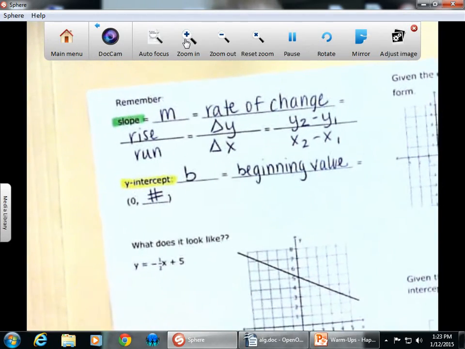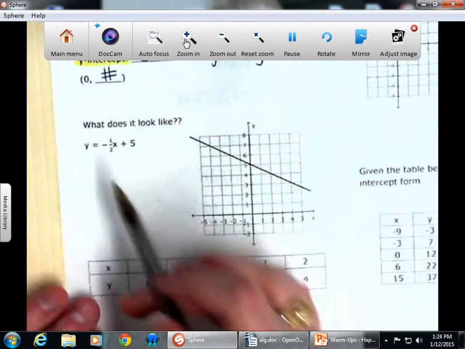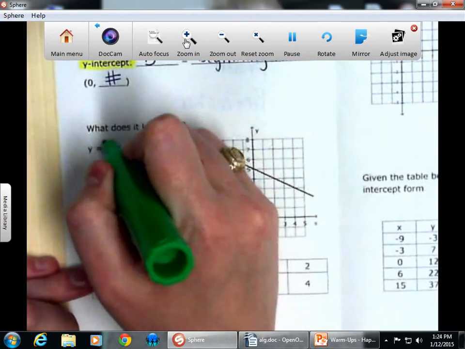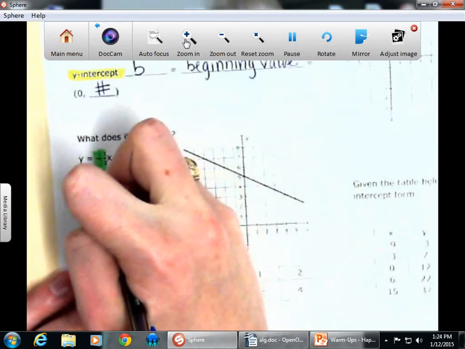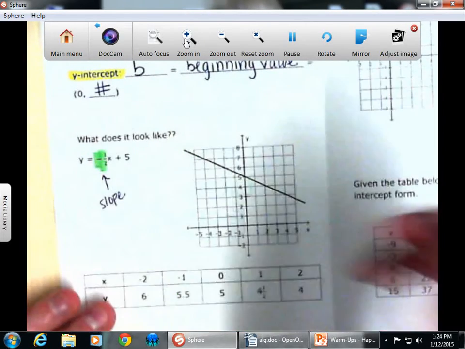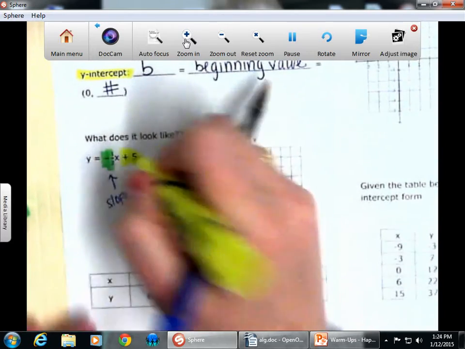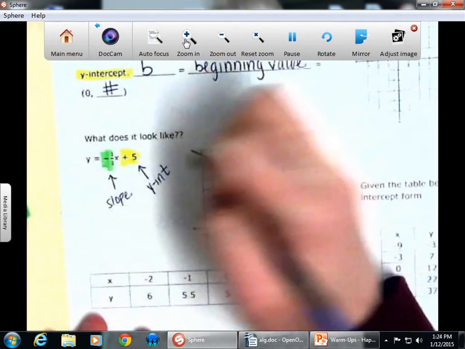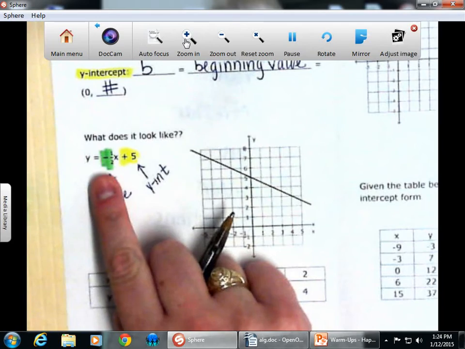Okay, so let's look at this example down at the bottom. It says, what does it look like? So here's your equation. In this equation, I want you to highlight the slope. It is a negative 1/2. And then I want you to go ahead and label that slope. And then our y-intercept is this plus 5. Color it yellow and label it y-intercept. And if you don't have colors, please make sure you're labeling everything or using your pencil to complete this. So here's our equation. It has a negative 1/2 slope and has a y-intercept of 5.